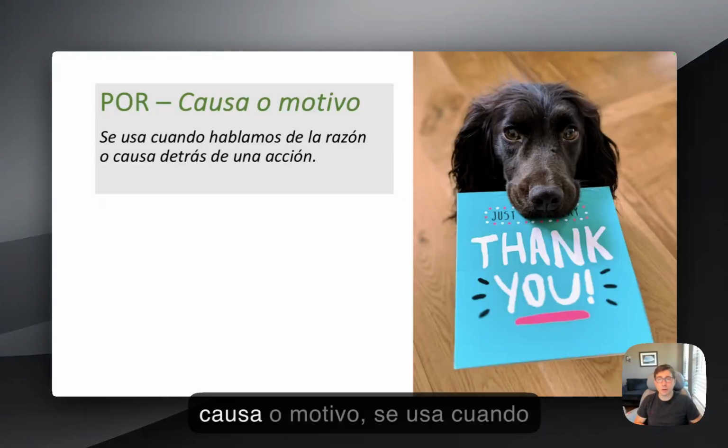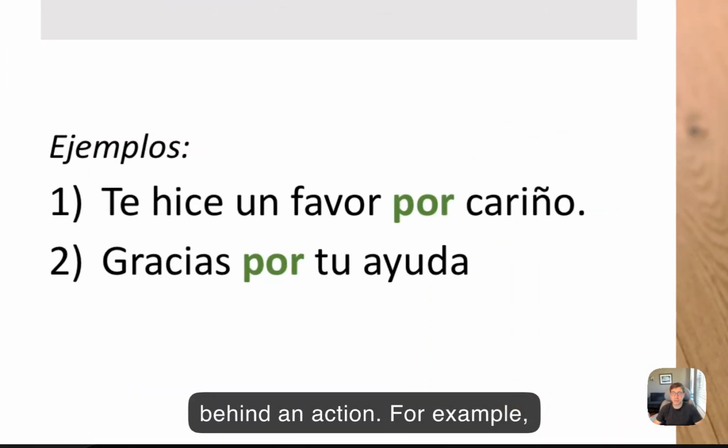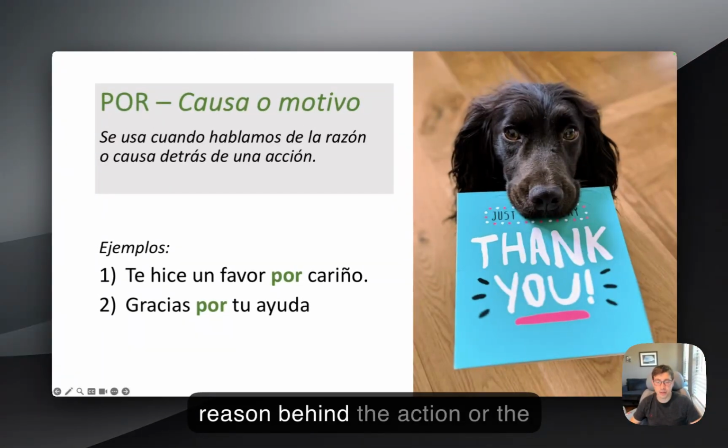So, por, causa o motivo. Se usa cuando hablamos de la razón o causa detrás de una acción. This is the reason or the motive behind an action. For example, we could say, te hice un favor por cariño. Or we can say, gracias por tu ayuda. I'm thanking you for your help. I made a favor to you because you were nice. So the reason behind the action, or the motive behind an action.